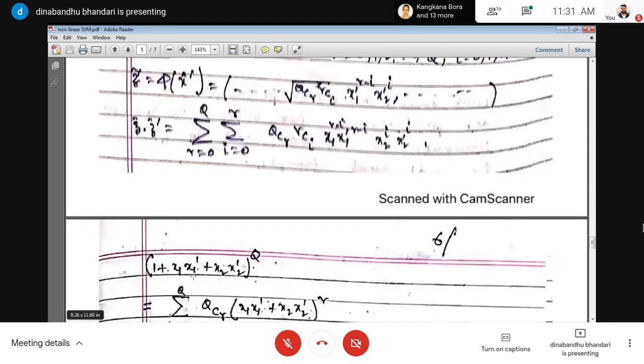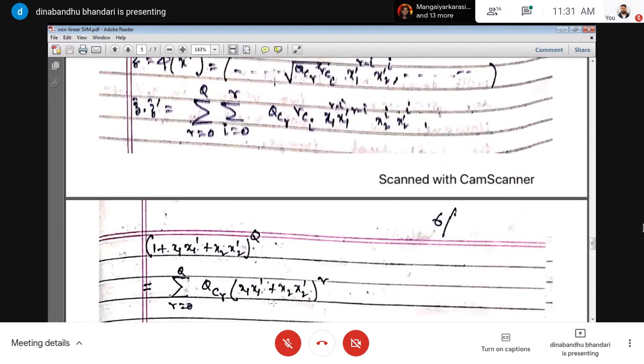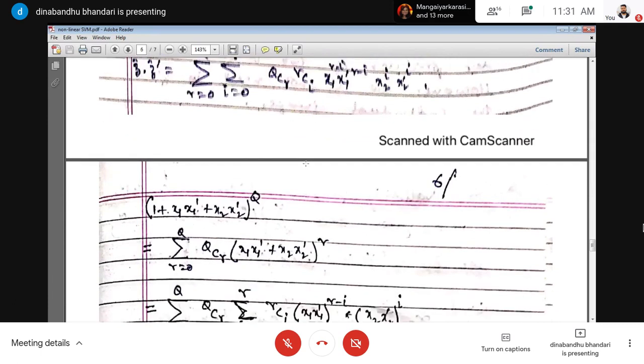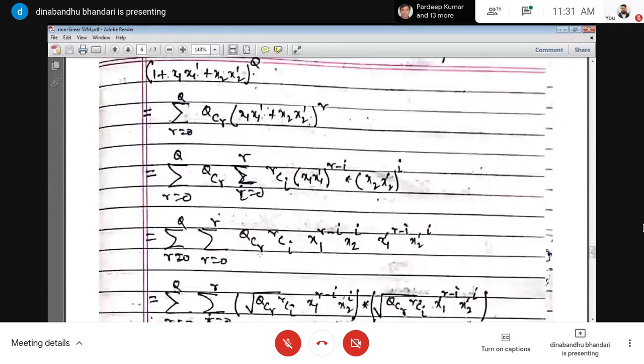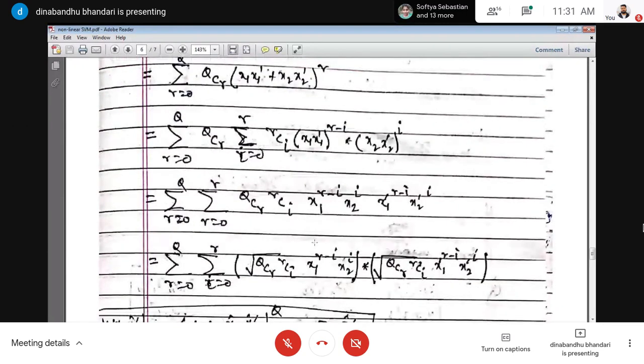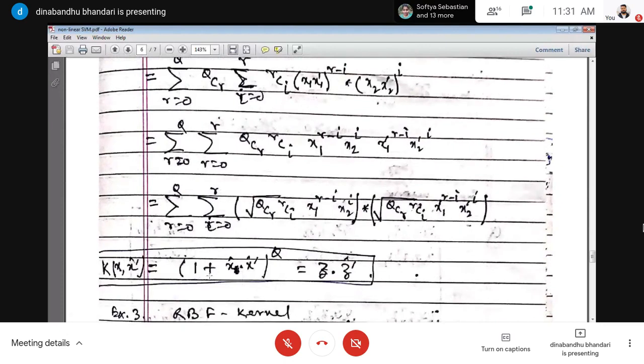This is nothing but (1 + x1'x1 + x2'x2)^q, the whole to the power q. What is this expression? This expression is the same as this, so we can write it this way. You see, this is how we have written this dot this. So what we can do is K(x, x') = (1 + dot product of x and x')^q.